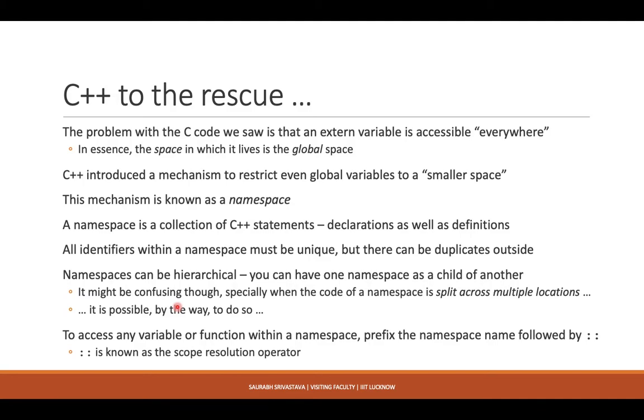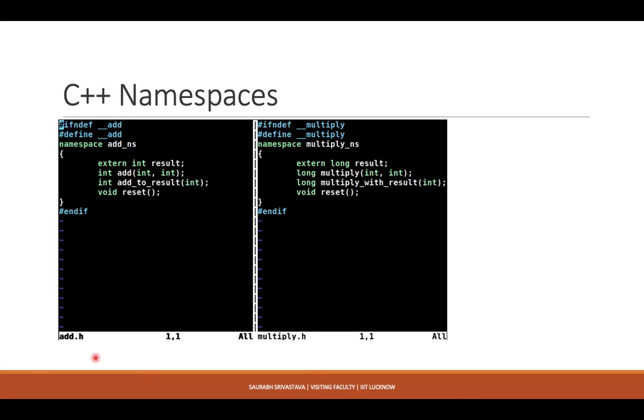And in order to access a particular variable or a function that is defined within a namespace, all you have to do is use the scope resolution operator. These are basically two colons. If you want to access a particular variable or function, you just put the name of the namespace, then the scope resolution operator, and then the variable.